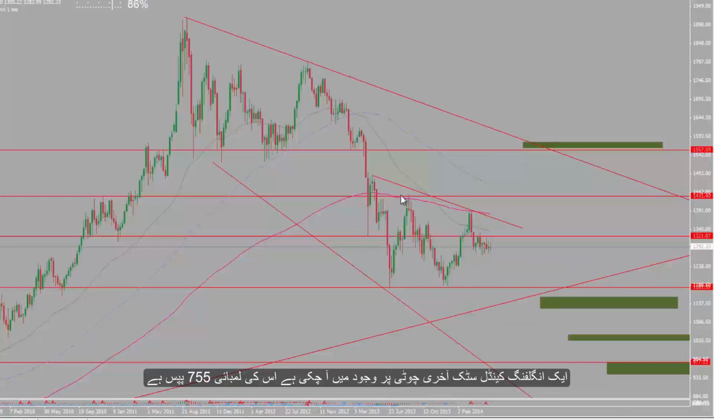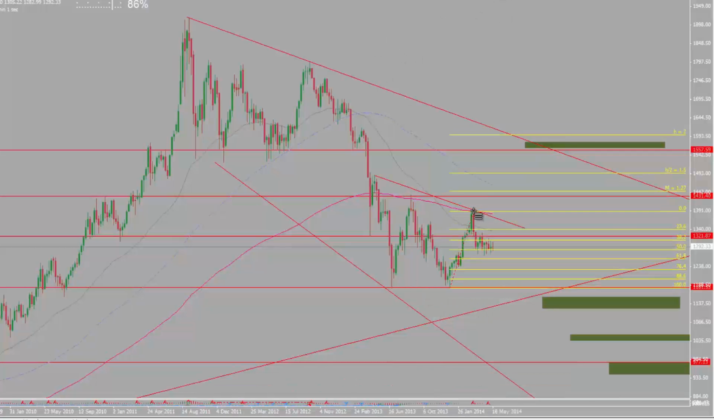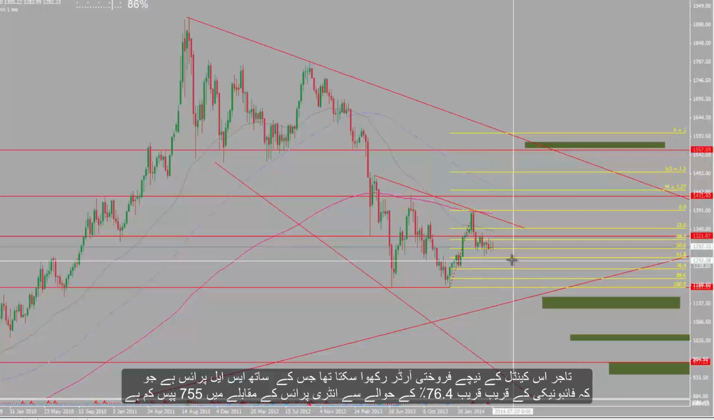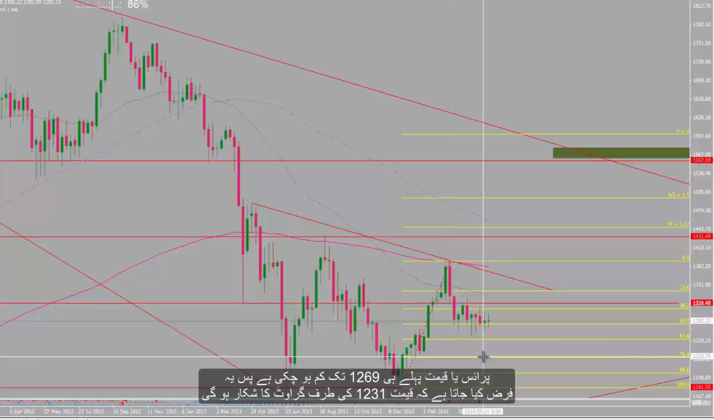An engulfing candlestick has formed on the last peak. Its length is 755 pips. A trader could place a sell order below the candle with an SL price 755 pips higher than the entry price, around level 76.4% of Fibonacci. Price has already decreased to 1269. Thus, it is assumed that the price will fall towards 1231.